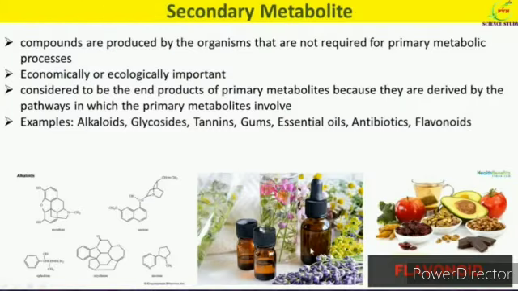Secondary metabolites are compounds produced by organisms that are not required for primary metabolic processes, and are also economically or ecologically important. They are considered to be the end products of primary metabolites because they are derived from the pathways in which the primary metabolites are involved. Examples of secondary metabolites are alkaloids, glycosides, tannins, gums, essential oils, antibiotics, flavonoids.